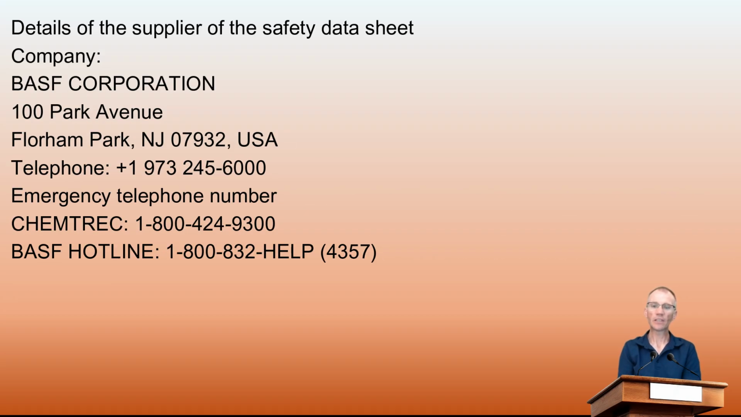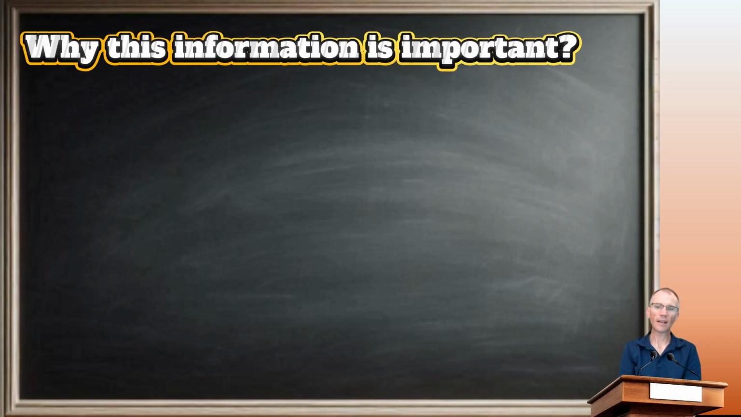Next, we have the details of the supplier of the safety data sheet. The company is going to be BASF Corporation, 100 Park Avenue, Florham Park, New Jersey, 07932 USA. Their telephone number is 973-245-6000. Emergency telephone number, Chemtrec, 1-800-424-9300, or the BASF hotline, 1-800-832-HELP, or 4357.